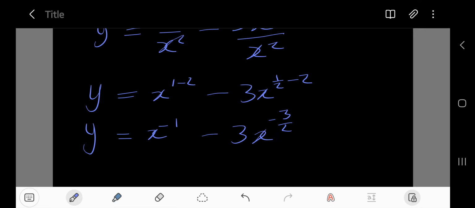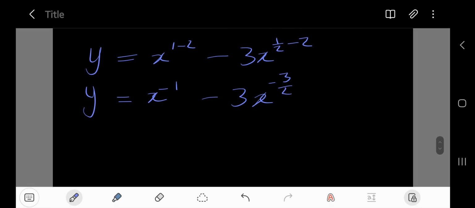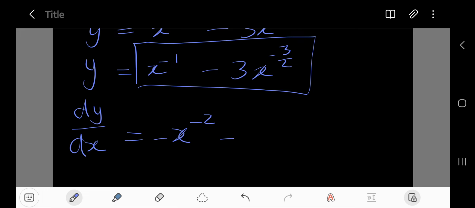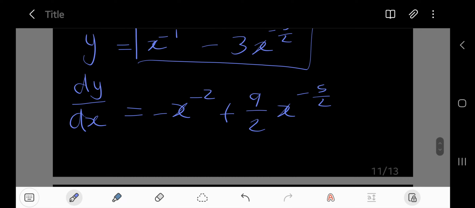Now that everything is straightened out, remember this is y, guys. We're not going to write dy over dx yet because we haven't started deriving using the power rule. But now that we have everything straightened out like this, that's when we can apply the derivative. So dy over dx, the derivative of y in terms of x, is equal to, using the power rule, negative x to the power negative 2, minus 3 over 2 times 3, that's going to give us positive 9 over 2, and then x to the power negative 3 over 2 minus 1, which gives us negative 5 over 2. So we're done deriving.